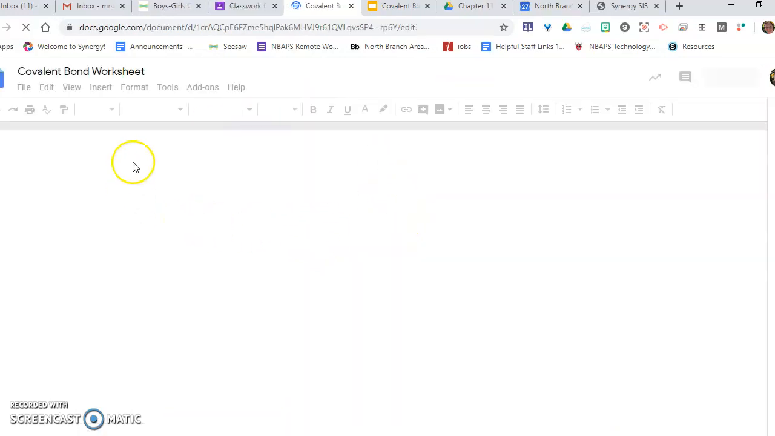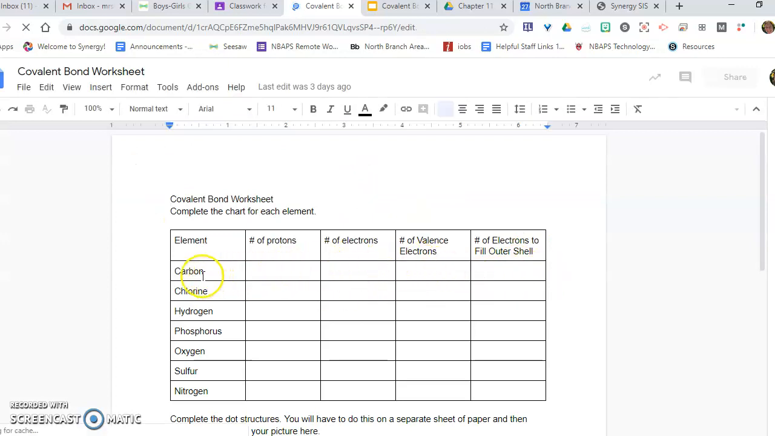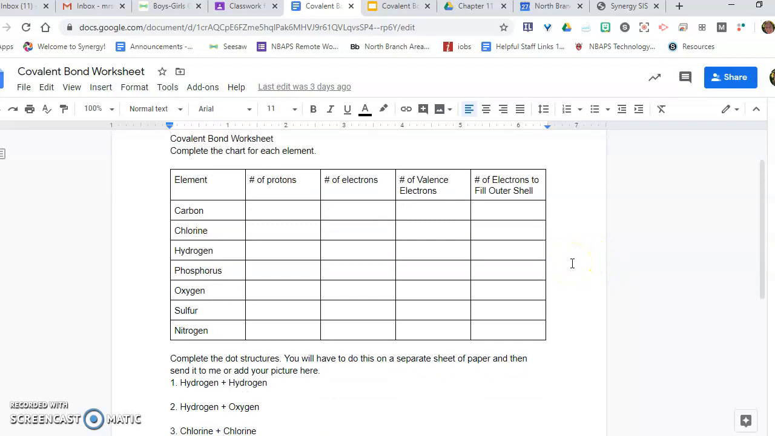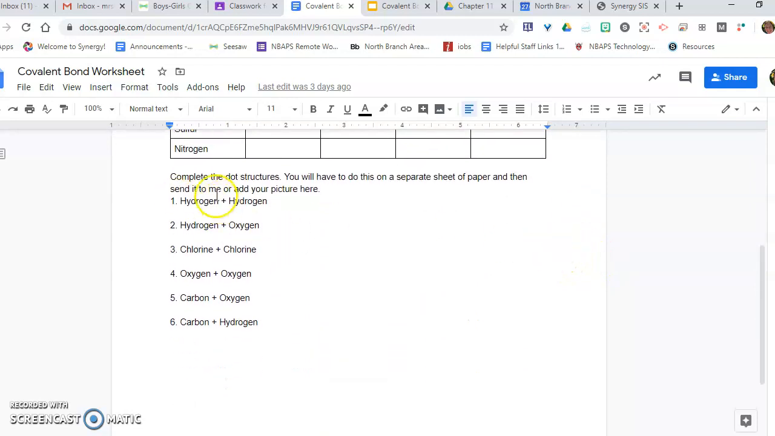Your covalent bond worksheet, I'm going to, again, go over this with you separately, but the first part is to figure out protons and electrons, valence electrons, and then the number that are needed to fill the outer shell. We're going to do the dot structures together. You're going to have to take a picture of this and do it on a separate sheet of paper and take a picture. Again, I'm going to show you how to do dot structures for covalent bonds in a little bit.